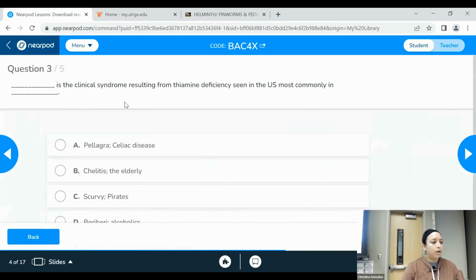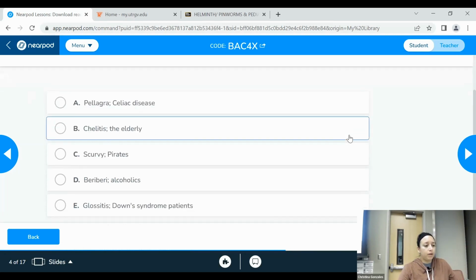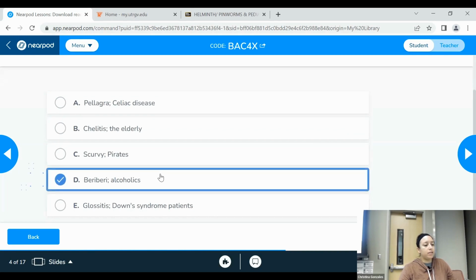Blank is the clinical syndrome resulting from thiamine deficiencies seen in the US most commonly in blank. Beriberi, alcoholics. I would say of the vitamins, I mean, they're all testable, but the ones we need to focus on a little more are beriberi and pellagra. We need to look at those a little more closely.